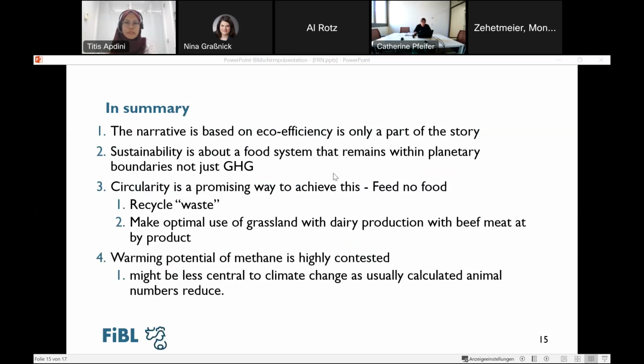Narratives based on eco-efficiency are only part of the story. We should look at planetary boundaries. We think that circularity is really core to sustainability because we can recycle waste, we can make optimal use of grasslands, and we don't think it's such an issue in terms of warming and greenhouse gas emissions. That's from my side, and I'm really looking forward to the hot debate because I think that's not what you were expecting.